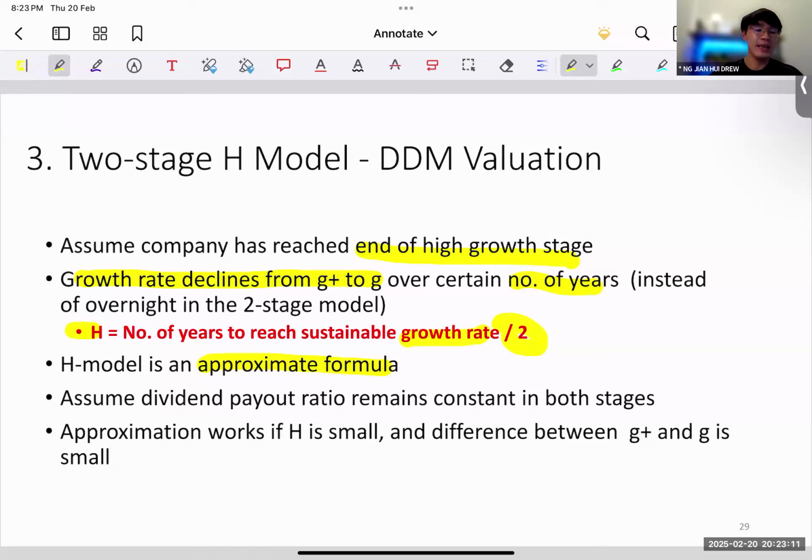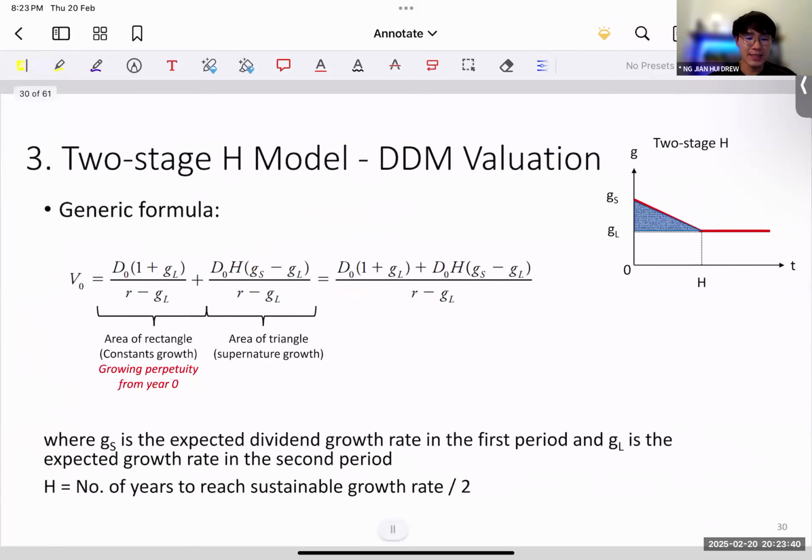Again, it has some very strong assumptions, where the payout ratio remains the same, which is similar to your simple two-stage model. Again, the approximation works only when H is small, H meaning the period where there's high growth is small. That means not for 15 years, maybe just 2, 3, 4, 5 years at high growth as it progresses to low growth. So all this will make sense. Let's try to understand the formula here.